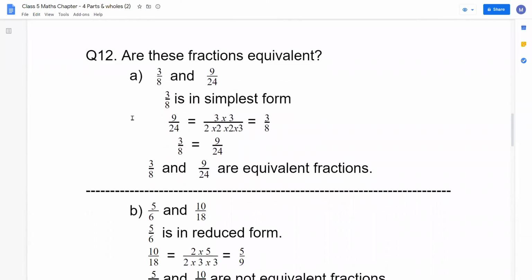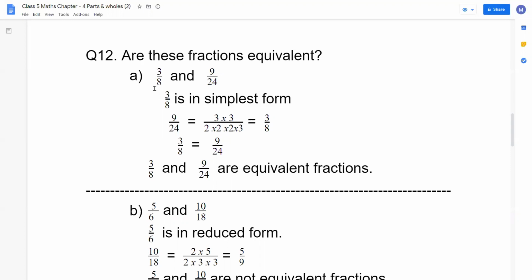Page number 34 from the workbook, question number 12. Are these fractions equivalent? First question is 3 by 8 and 9 by 24. Here two fractions are given. You have learned about equivalent fractions yesterday. If the given fractions have the same simplest form or reduced form, then they are equivalent.